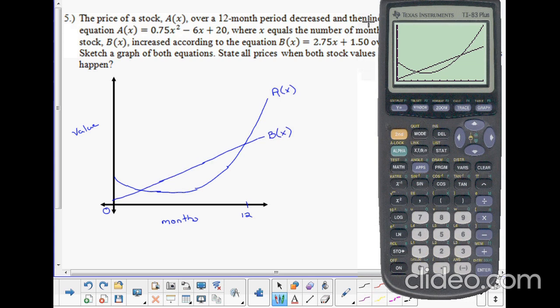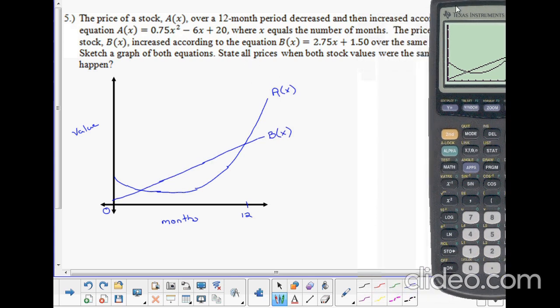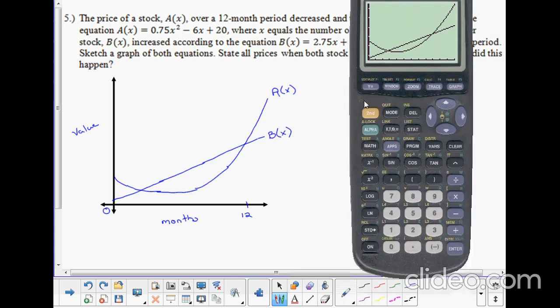Now it says state all prices where both stock values were the same. So we want to find the intersections. The intersections would be the case in which the value is the same. So I want to make sure I find my first intersection over here on the left. So I'm moving that cursor close to the left as I use the intersection function on my calculator. I'm going to round this one, 2.77 and 9.13.